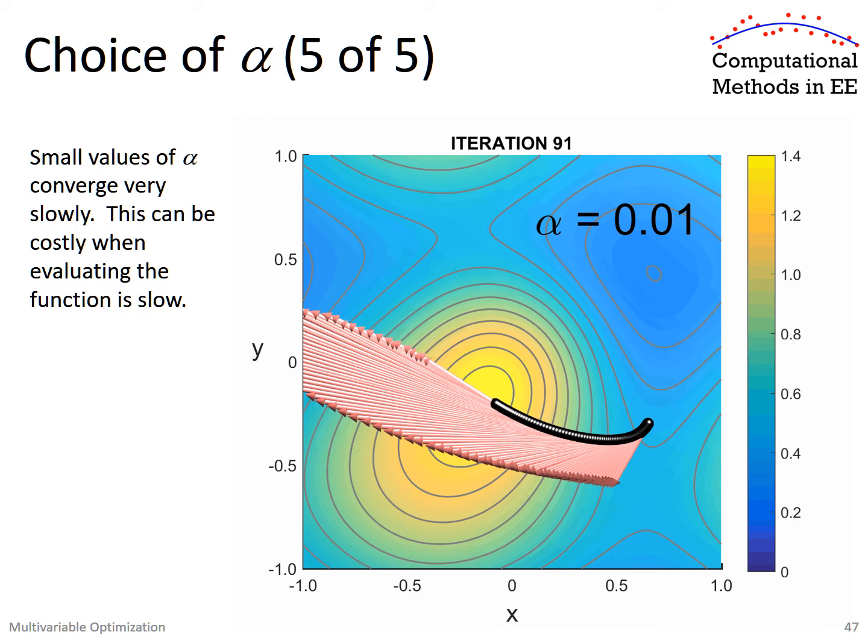Now maybe this is a good thing to do if your function evaluation is very fast. Maybe it's just a closed form equation. But if it's a simulation or something more expensive, I think it's worth investing the time to come up with a more optimal value of alpha.